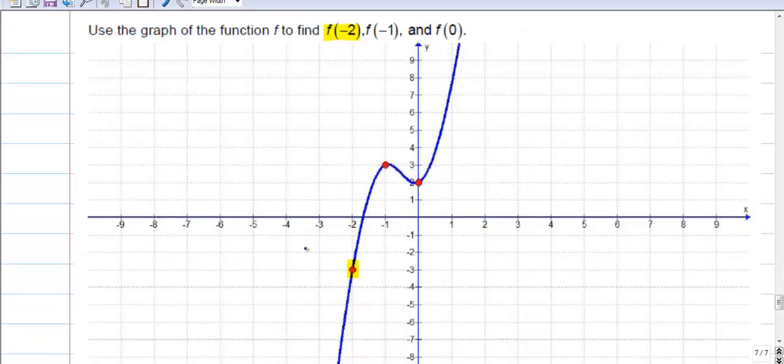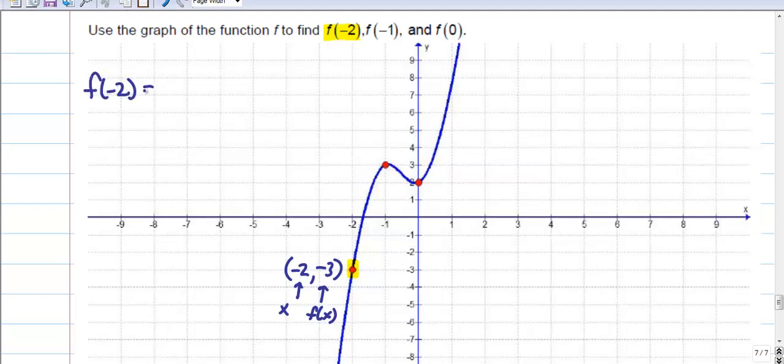So at this point right here, the point x, negative 2, negative 3. So this would be x, and this would be f of x. Or in this case, f of negative 2. So f of negative 2 equals negative 3. That's all you're doing. But it's important to understand that.